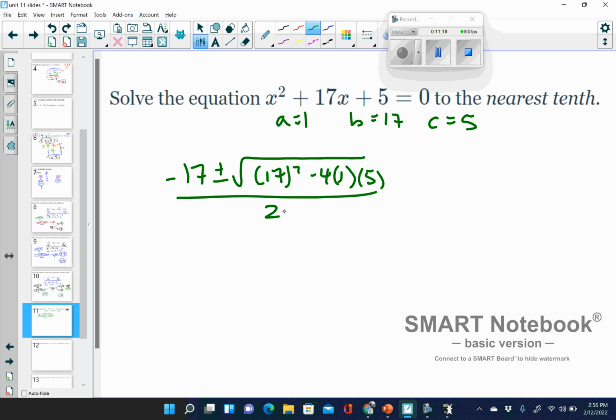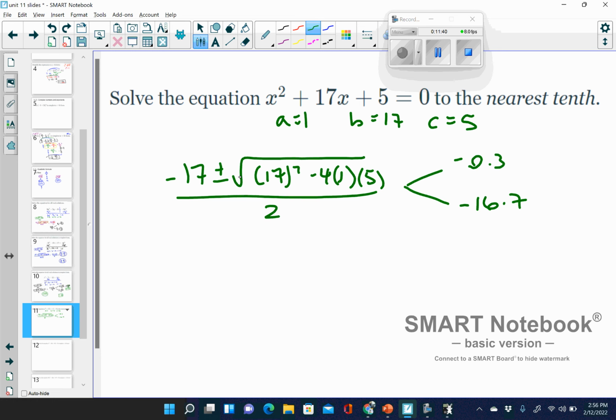1, which is 2. So when you plug this into the calculator, the two answers that you're going to get when you simplify are negative 0.3, and the second one is negative 16.7. Okay, so again, you have two things, plus or minus, and here are your two answers.